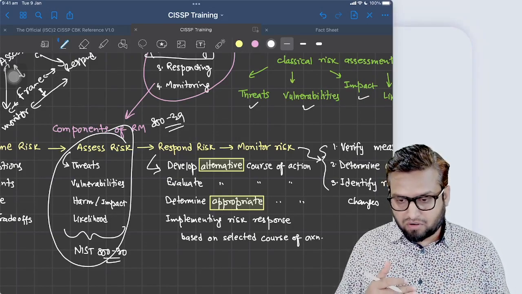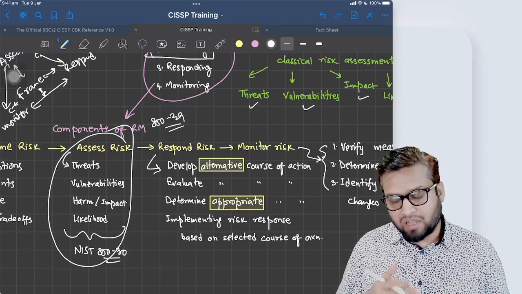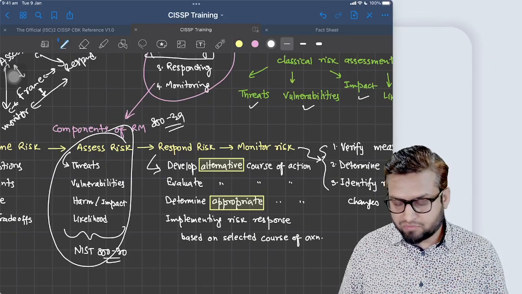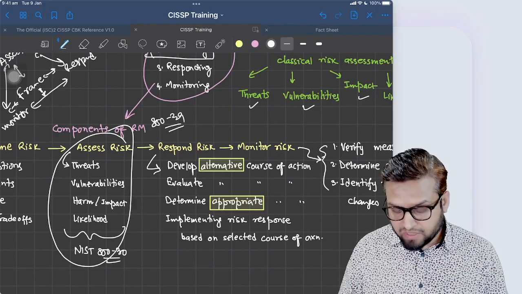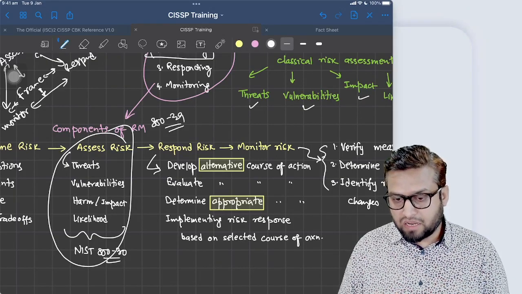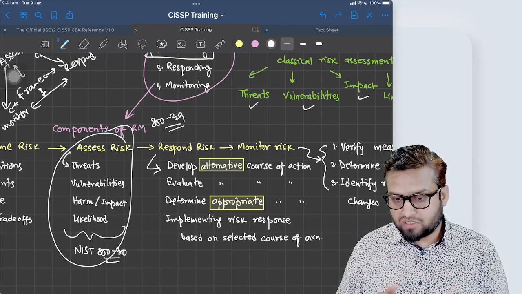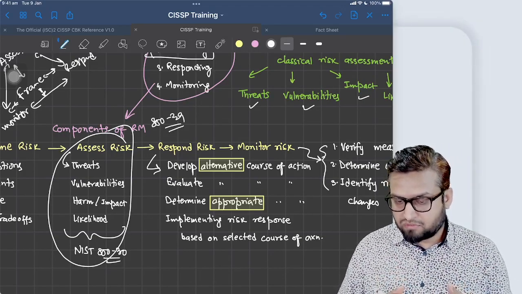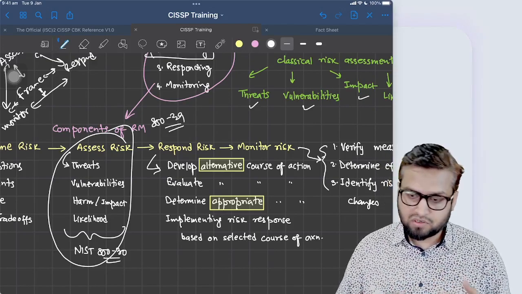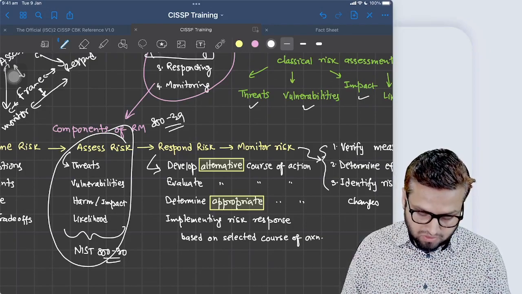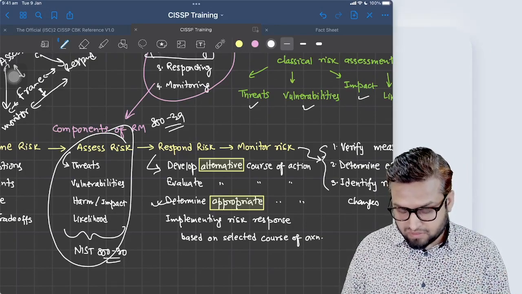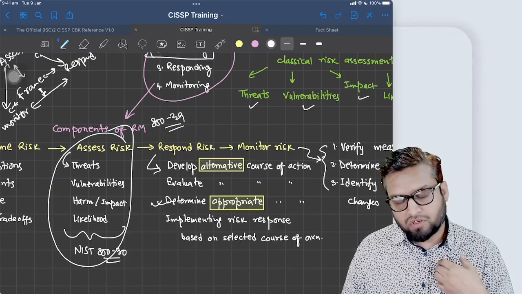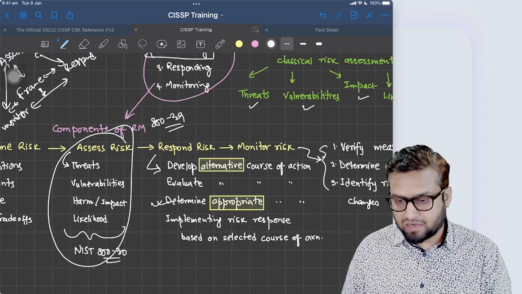But the approach to respond to risk is documented in NIST like this. First, we develop the alternative courses of action to address a risk. Then we evaluate the alternative courses of action. Then we determine the appropriate course of action. So this determination of the appropriate course of action is where we decide whether we will accept the risk, mitigate the risk, avoid the risk, share the risk, or transfer the risk. So those kinds of things will come here on step number 3. Then we implement the risk response, whatever risk response we choose, except if we are going to accept the risk, then we just document the risk and take a management approval.